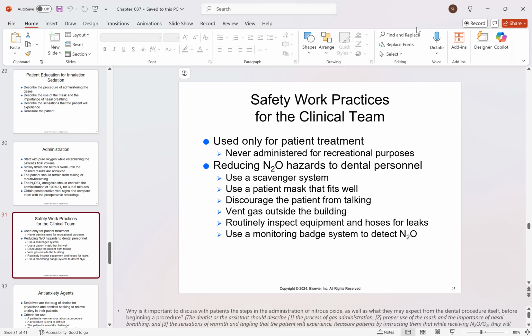The nitrous is going to only be used for patient treatment. We're going to reduce nitrous hazards to the dental personnel by using a scavenger system. Use a patient mask that's going to fit them well. We'll discourage the patient from talking and have them only breathe in and out of the nose. We'll vent gas outside the building. Routinely inspect the equipment to make sure we don't have any leaks in the hoses, and use a monitoring badge system to detect any nitrous.